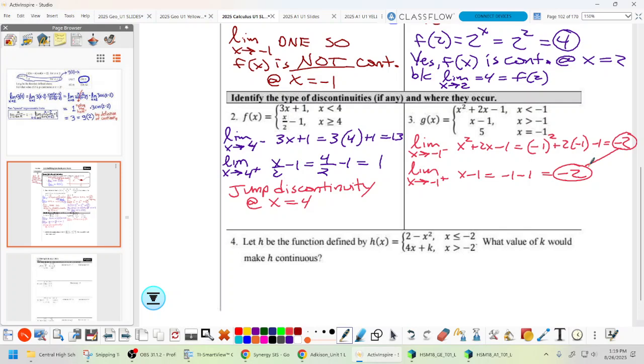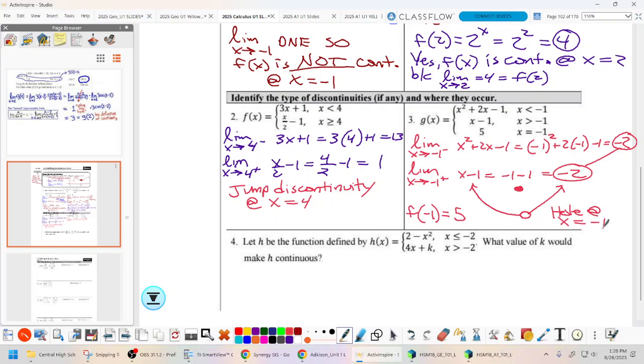So think about this coming in as a parabola and then leaving as a line. What's going on right there? So f of -1 is what? 5. It's 5, not -2. So it's like this. And what do we write there? Okay, so we have a hole at x equals -1.